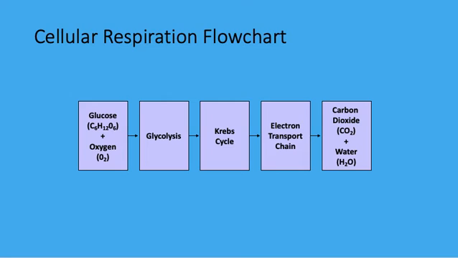This is another way to summarize cellular respiration. We had glucose and oxygen. It went through glycolysis, then the Krebs cycle, then the electron transport chain. Our final products were carbon dioxide and water. So when we were highlighting our reactants and products of cellular respiration here.